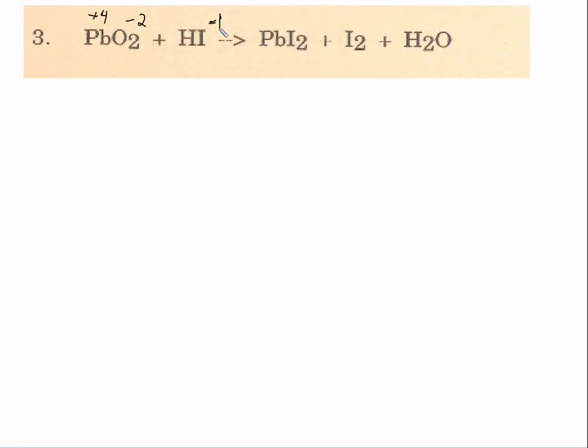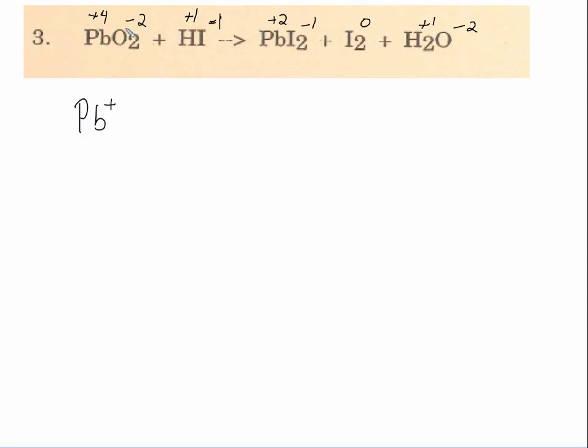Oops, there we go. Let's see, back to my pen. Okay, iodine is -1. That makes hydrogen +1. This iodide is -1, but there are 2 of them. That makes this lead +2. This iodine is by itself, so it's 0. This is -2. This is +1.